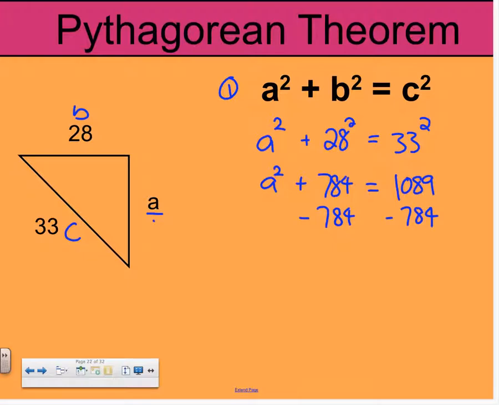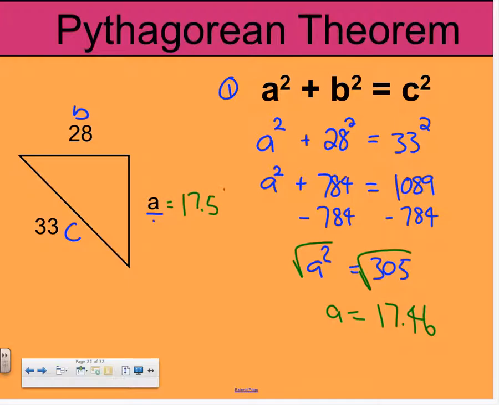Remember, in an equation, what we do to one side, we have to do to the other. And we're left with A squared equals 305. Once again, in order to get A by itself, I take the square root, and A equals 17.46. Now, I do believe in the instructions, it tells you to round to the nearest tenth. So in this case, we would say that A equals 17.5.